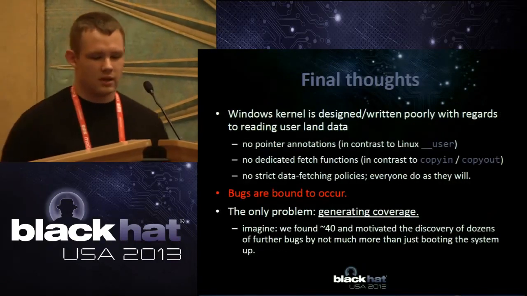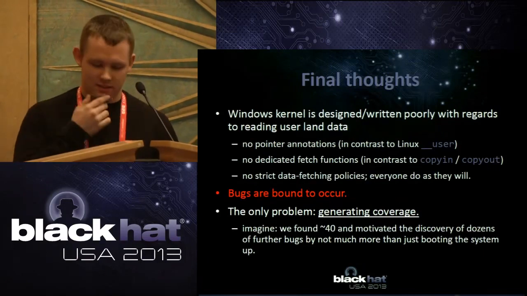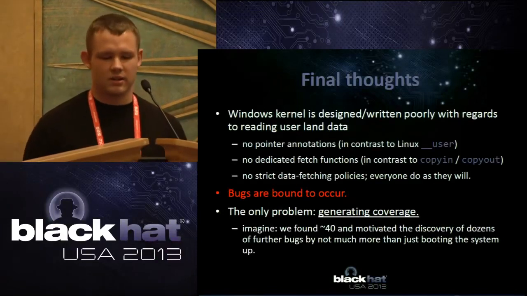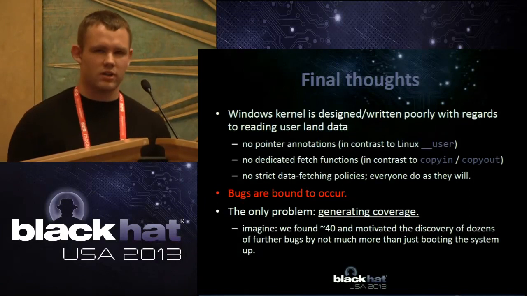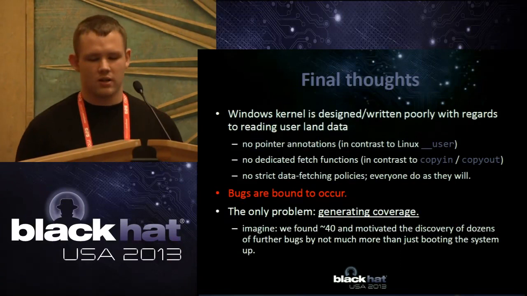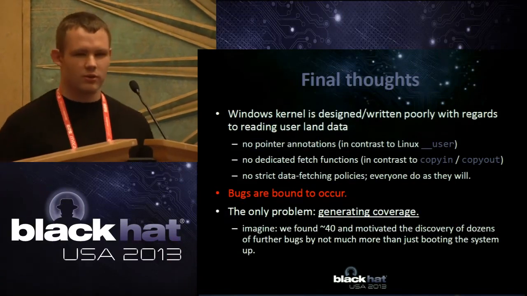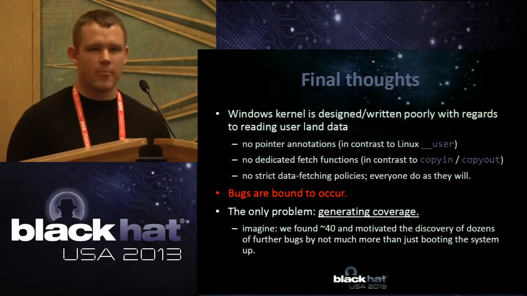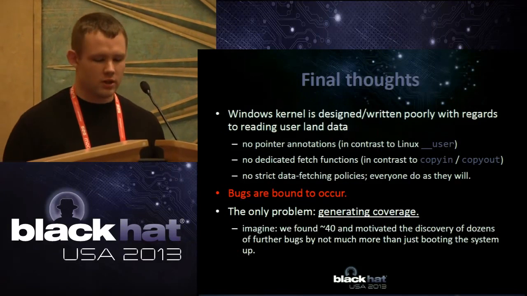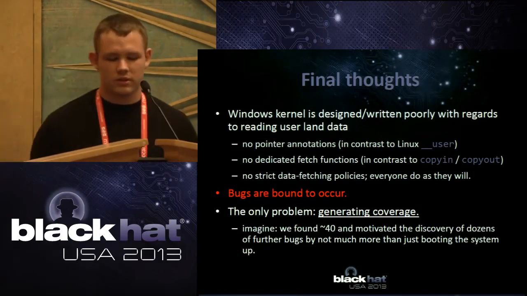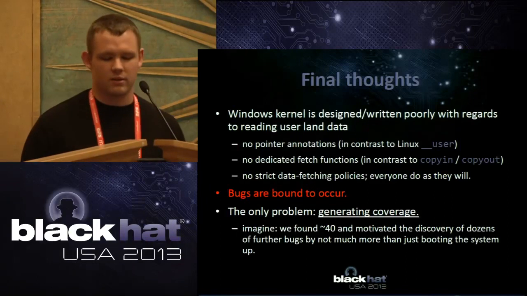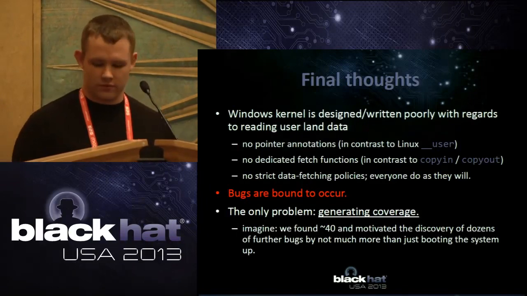So final thoughts about Windows is that it's generally designed very poorly and written poorly with regards to this specific problem. So Windows really lacks several mechanisms that are found in other operating systems. We don't have pointer annotations, so we don't really know for a specific function whether a pointer that it takes is a user mode pointer or not, whereas Linux has a user mode annotation for pointers. You don't have dedicated fetch functions that you could use to get data from user mode. So instead of that, you just use the pointer in whatever way you want directly. And there are also no strict data fetching policies, so everyone will just do as they will, which means, well, bugs. So we think that bugs are bound to occur in this configuration and this lack of countermeasures.